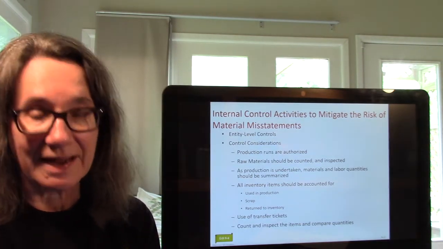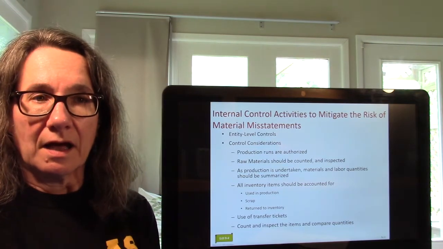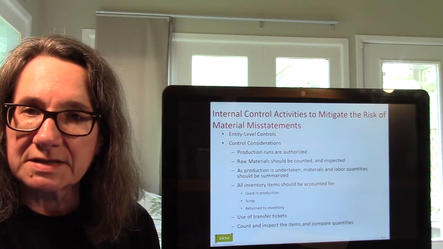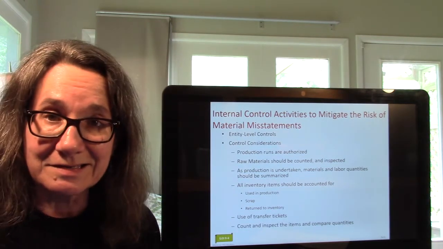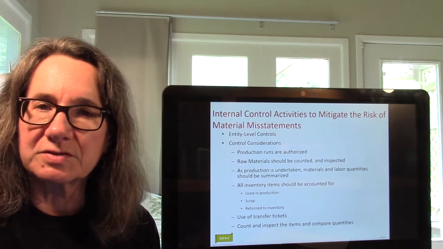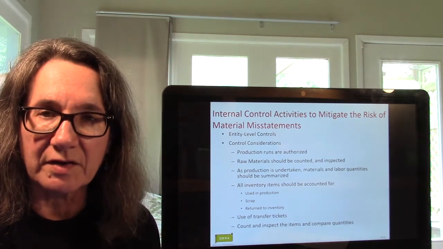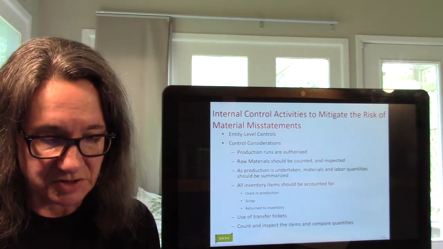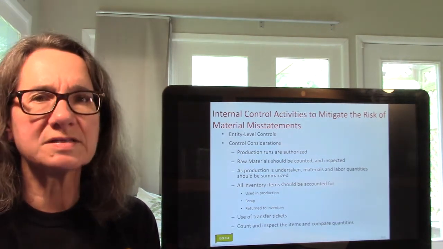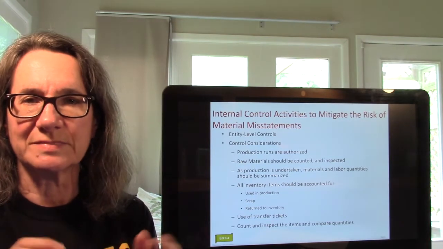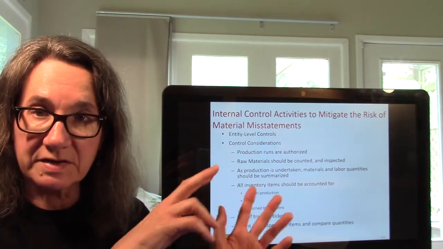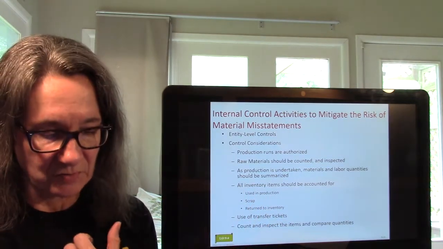Raw materials counted and inspected. Again, the client wants to make sure that their inventory is actually what they think it is. Materials should be summarized, so there should be worksheets, just like you learned how to use in cost accounting. There should be cost sheets. Inventory items should be accounted for. So yes, sometimes as production goes along, things are messed up and they become scrap. So things need to either be used, counted as scrap, or returned to inventory.